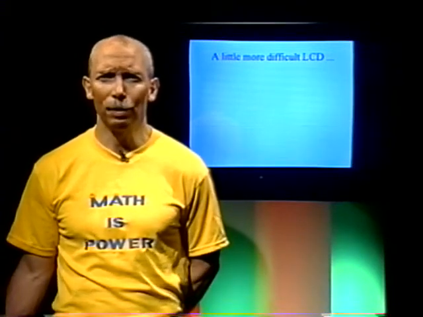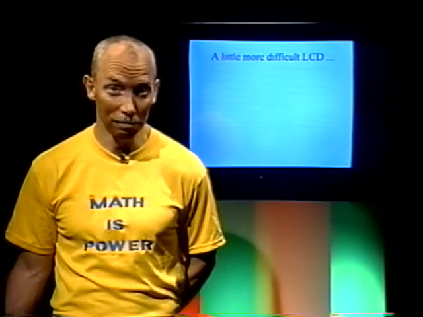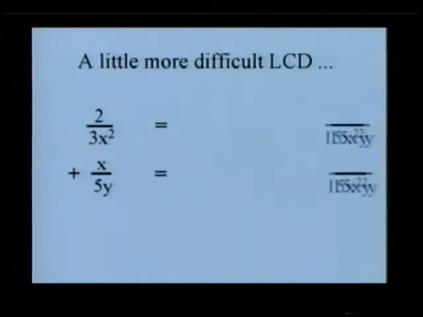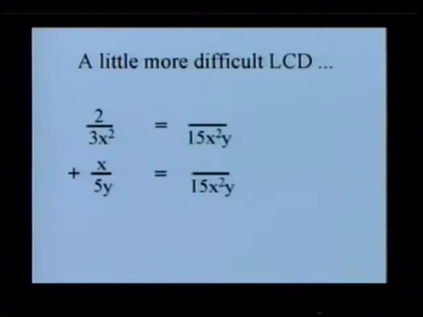Let's take a look at a little bit more difficult LCD. We need the LCD of 3x squared and 5y. Well, let's see. It's not so bad. I'll cover everything. I'm going to need a 15. I'm going to need an x squared and a y. Now I got to say to myself, just like I did before, what did I multiply 3x squared by to get 15x squared y? And in this case, of course, you could divide. The answer is 5y. So I got to give that to a 5y to be legal.